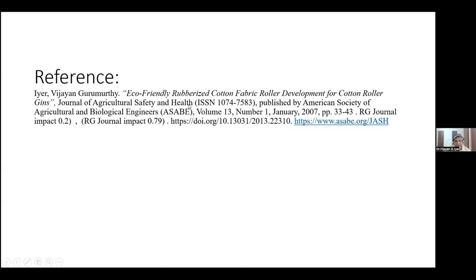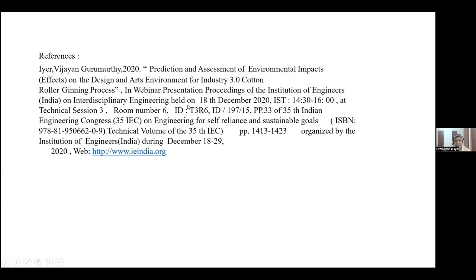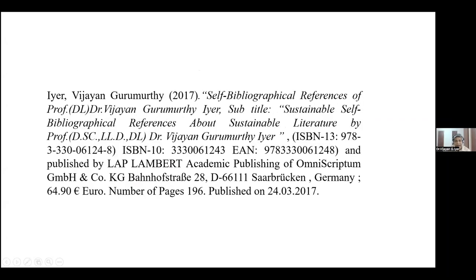And this year, National Safety Week is celebrated throughout India, especially in the first and second weeks of March, on the safety aspects. Zero harm is the theme of this particular week. So the Journal of Agricultural Safety and Health is very important. And these are the remaining papers.